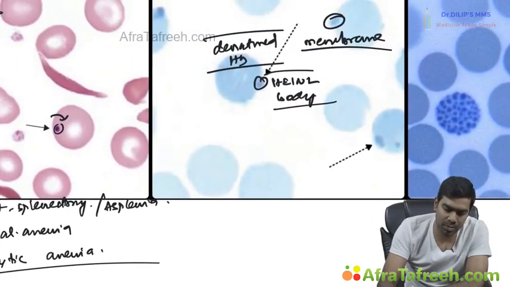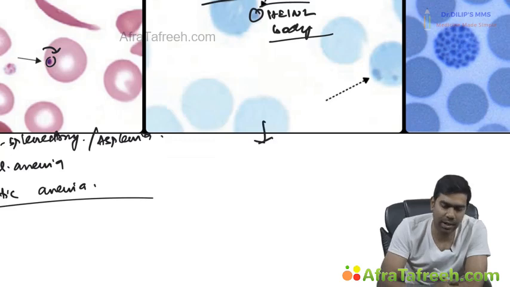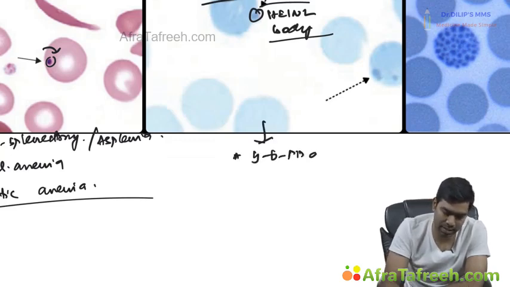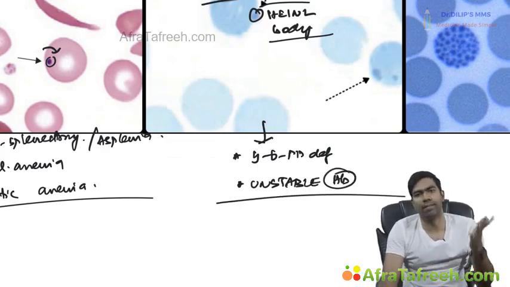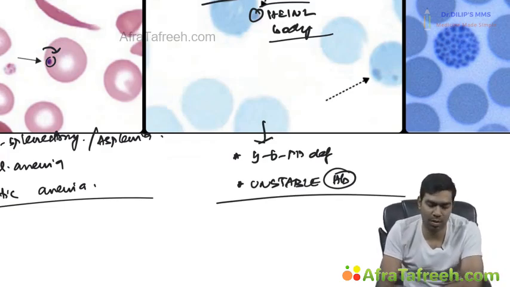I told you already, Heinz bodies are due to denatured hemoglobin, but where will you see Heinz bodies? A typical example where you see Heinz bodies is G6PD deficiency. Classical example. Or you can see them in many other unstable hemoglobin conditions, for example, Hb Koln. So in a lot of unstable hemoglobins, you can see Heinz bodies, absolutely possible.